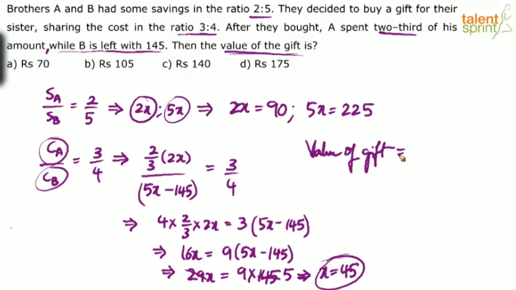Value of the gift, we know that A has spent 2/3 of 90. So 2/3 of 90, and B has spent whatever he had minus 145, 225 minus 145. So do the calculation. 2/3 of 90 is 60 and 225 minus 145 is 80. 60 plus 80 is 140.